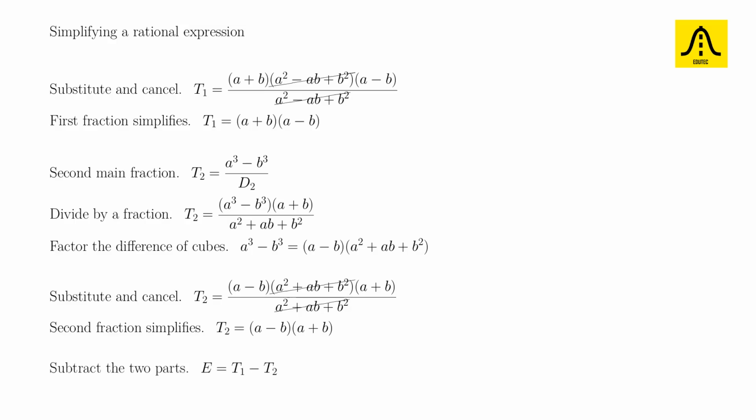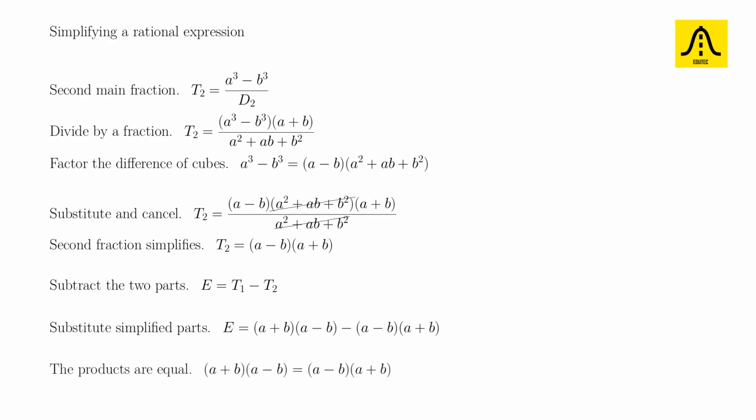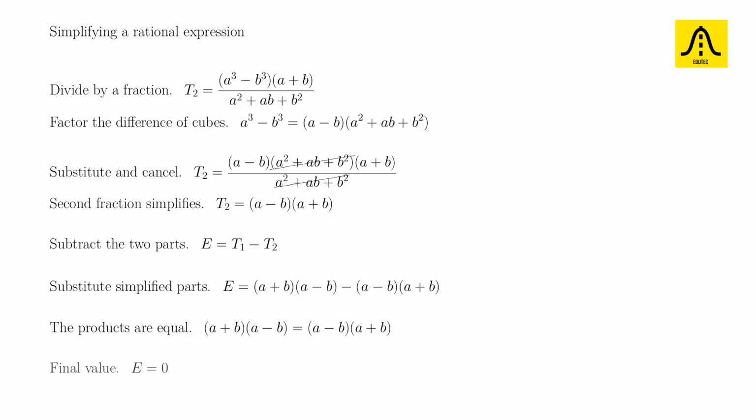The original expression subtracts the second part from the first. Substitute the simplified forms of both fractions. These products are identical, just written in a different order. Therefore, the simplified value of the expression is 0.